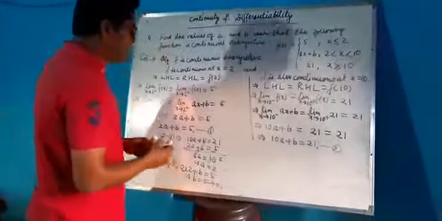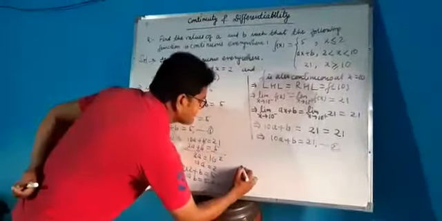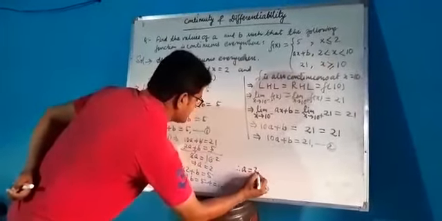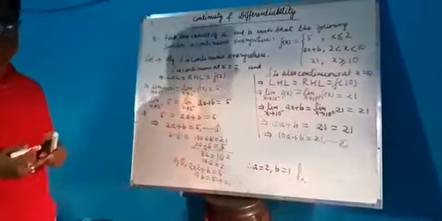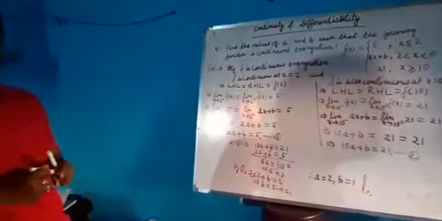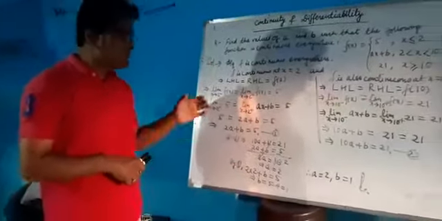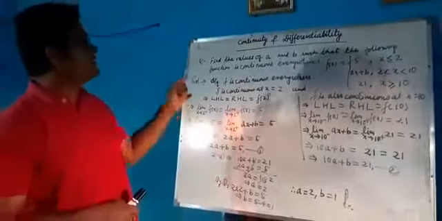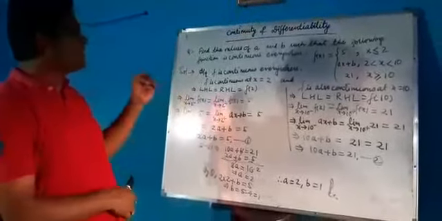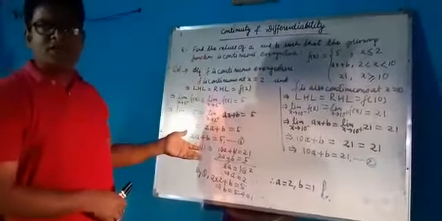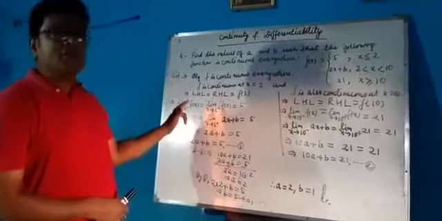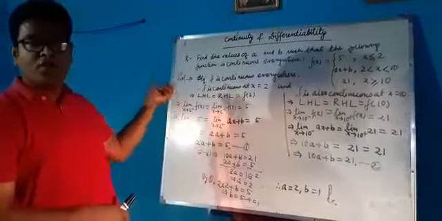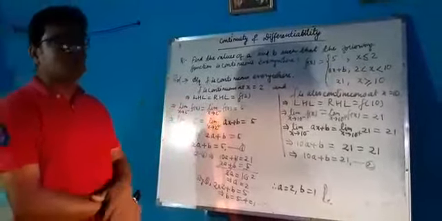So the final value of b and a is, therefore, a is equal to 2, b is equal to 1. This is your answer. So in this way you may be given some questions where you need to find out the value of the unknown quantities when the function is already continuous. Means here we are not proving continuity. The function is already continuous and we have to find some unknown quantities based upon the second definition, that is the converse of the definition of continuity.